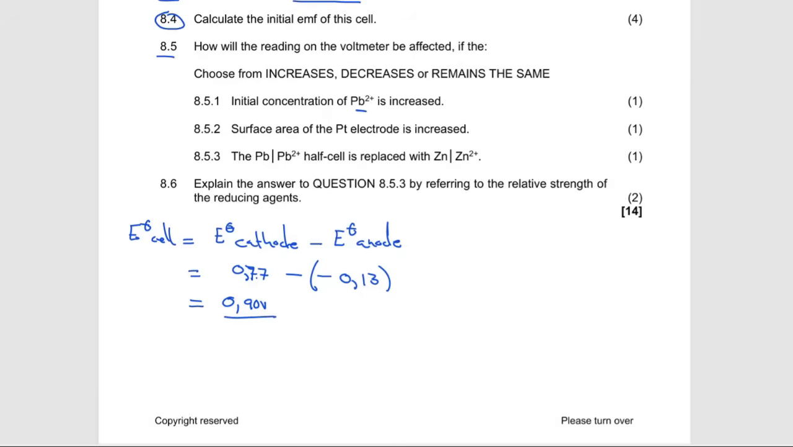So if we increase the initial concentration of Pb2+ there, what is going to happen is that the reading on the voltmeter, how is it going to be affected there? It is going to decrease. So our first option there is to decrease. If we increase the concentration of Pb2+ there, our voltmeter reading is going to decrease. Right then.